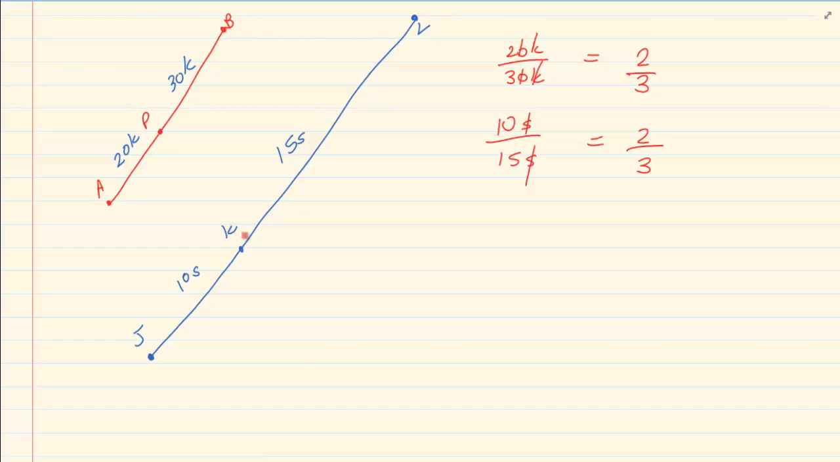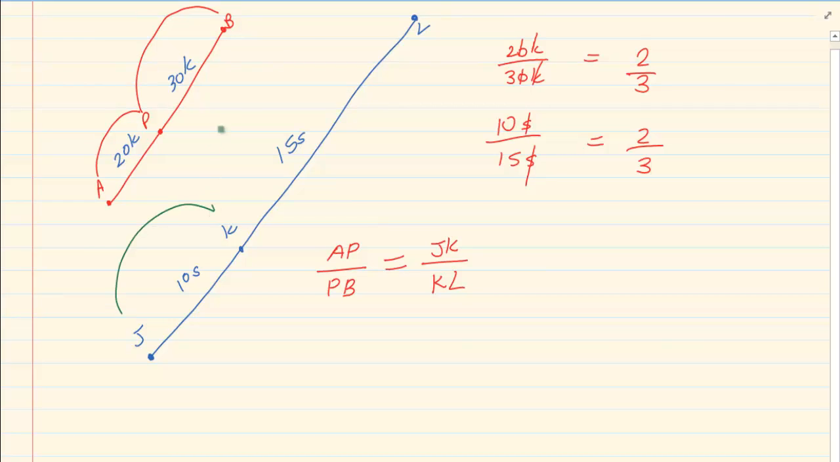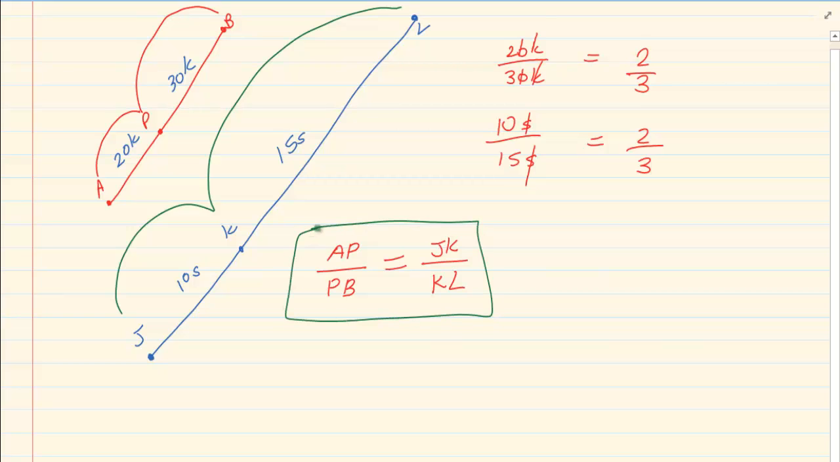Now, since the ratios are equal, what can I say? I can say that AP over PB is going to equal JK over KL. Can you see what we are doing? We are basically saying that the ratio of AP over PB is going to equal the ratio of JK over KL. Even though the lines are different, their ratios are the same. So when I bring them down to their simplest form, the ratios are the same.